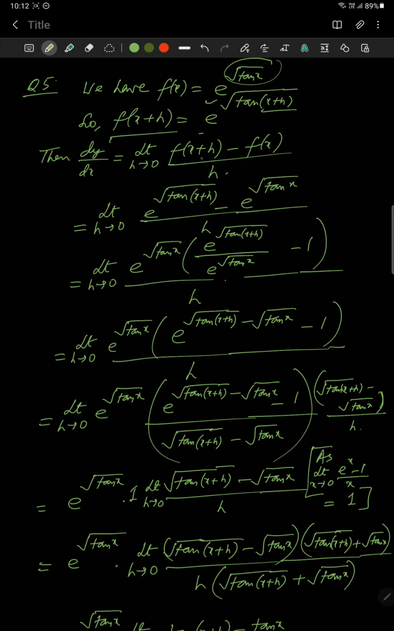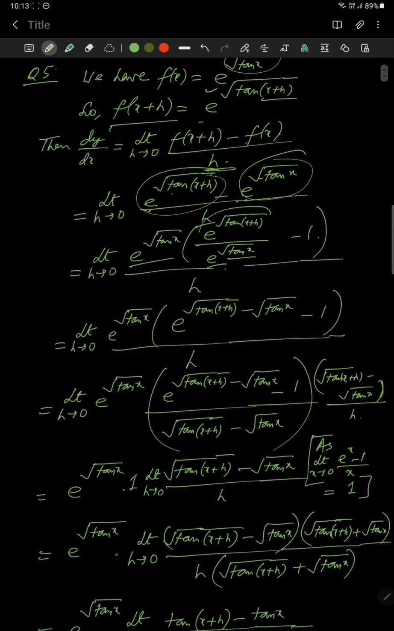dy/dx can be written as [f(x+h) minus f(x)] divided by h, that is this one minus this, divided by h. Now e to the power root over tan x is taken common, so that it becomes e to the power root over tan x times [e to the power root over tan(x+h) divided by e to the power root over tan x, minus 1]. Now this whole thing, you see in the formula of a to the power m divided by a to the power n, that can be written as a to the power m minus n. That means e to the power root over tan(x+h) minus root over tan x, and this minus 1 is coming over here. h is written over here, e to the power root tan x is written as it is.